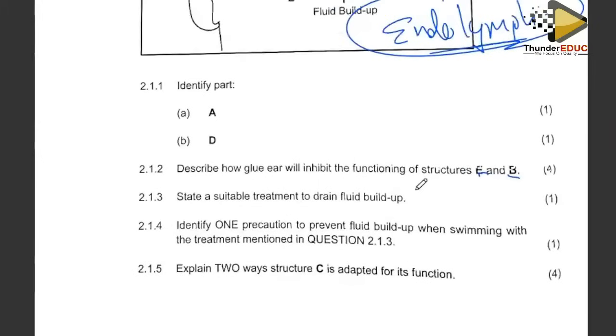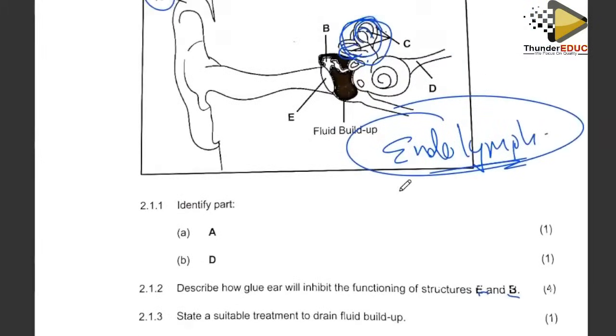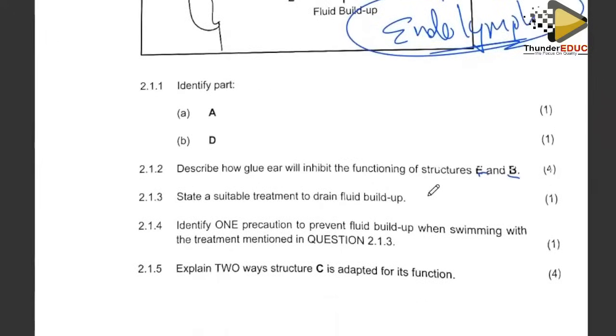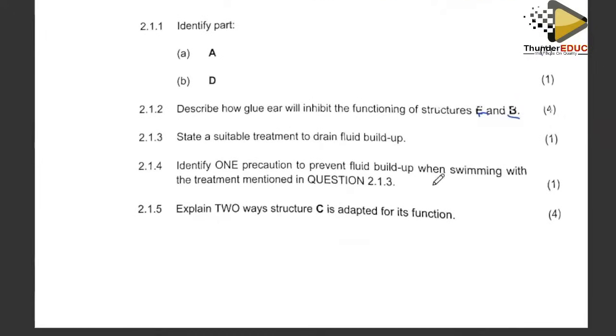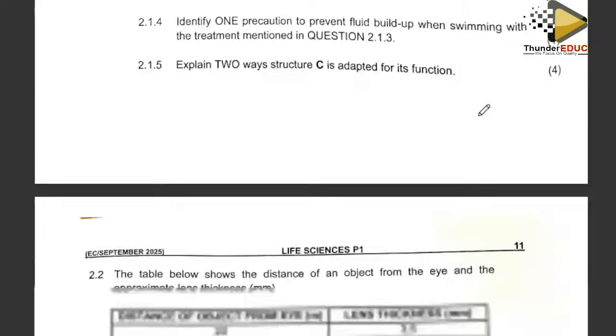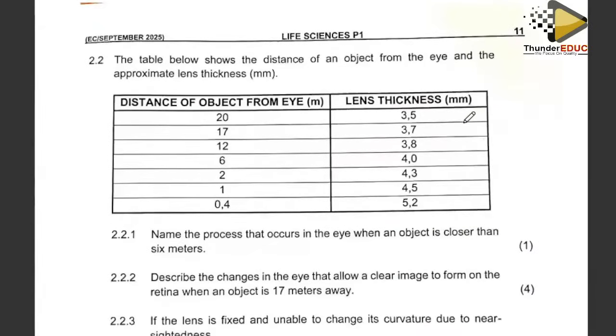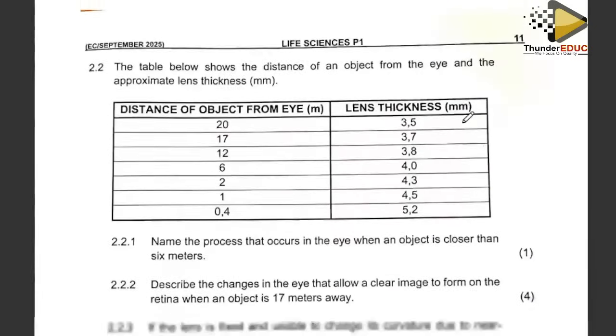So basically they have a lot of things you can talk about here. You can talk about the sensory cells. You can talk about the planes in which the semicircular canals are connected. You can talk about the endolymph. But they only want you to talk about the sensory cells and then their function, then you are able to get those marks. Yes. We go to question number 2.